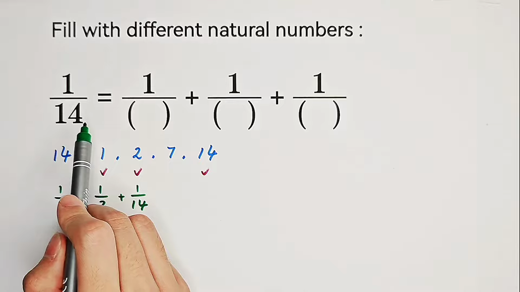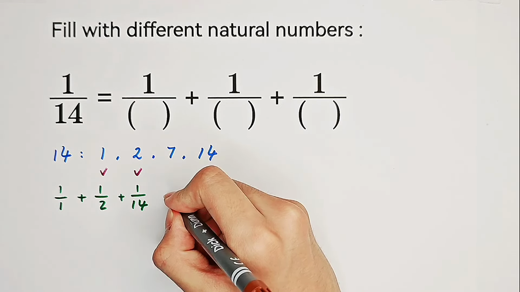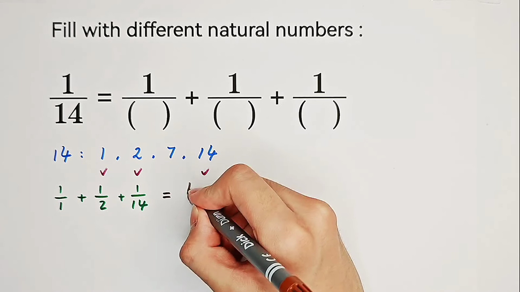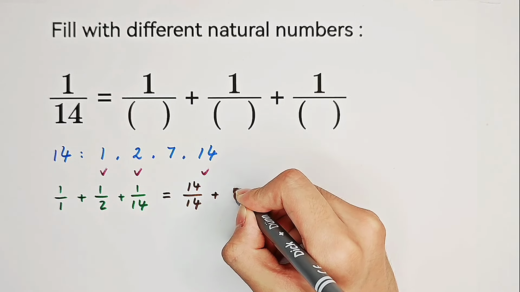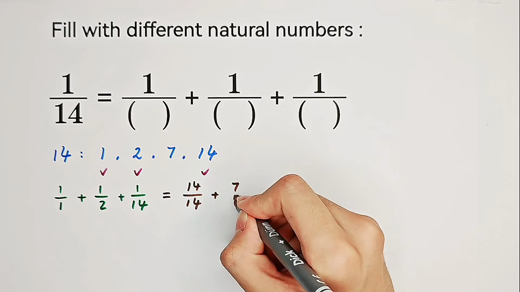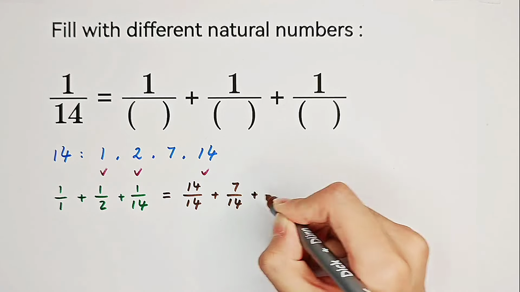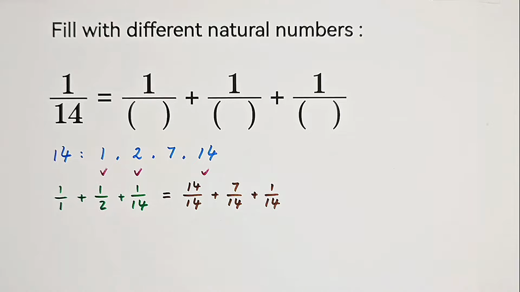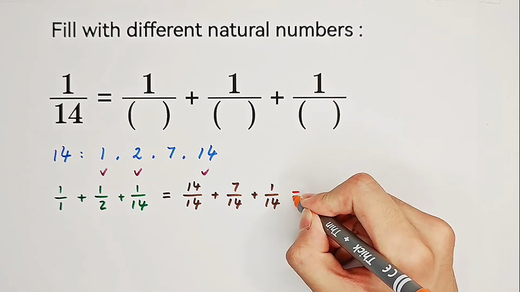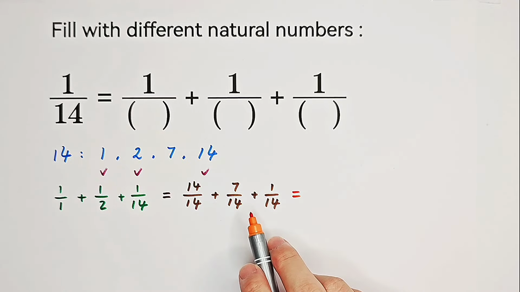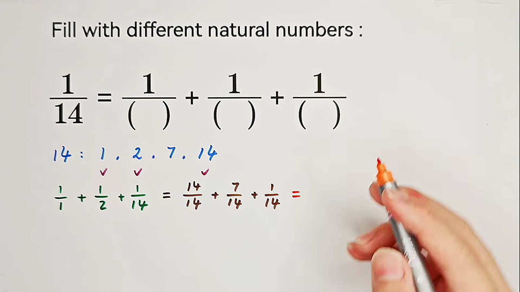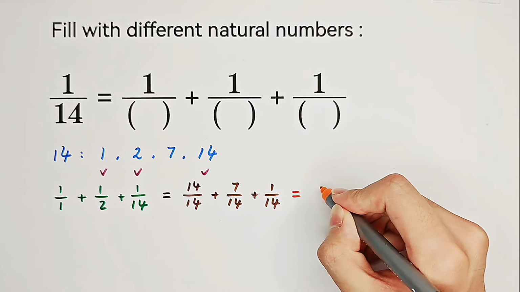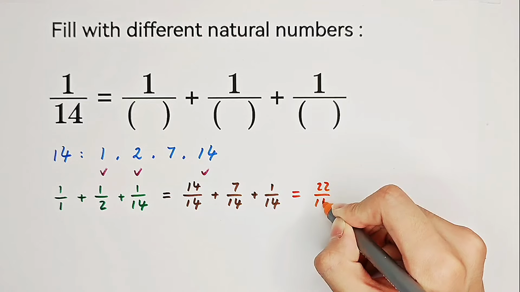So here we have 14. Yay! So it is 14 over 14 plus this one will be 7 over 14. This one is 1 over 14. So if these fractions have the same denominator, then keep the denominator and add the numerators together. 14 plus 7 plus 1 is 14 plus 8. Very difficult, isn't it? 22 over 14.